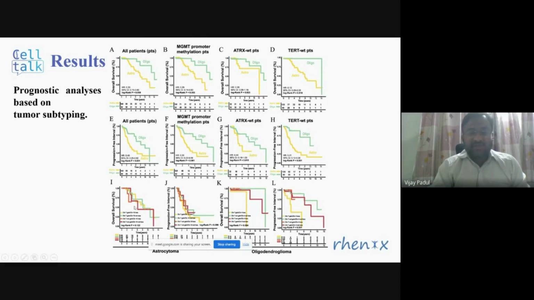So they didn't identify any significant difference in these 2 groups, but in the last 2 groups, ATRX wild type and TERT wild type patients, they have found that chromosome 7 and chromosome 10, its presence makes a difference in the survival of the patients. So that is also a significant molecular characteristic that differentiates between the histological subtypes of the astrocytoma and oligodendroglioma.